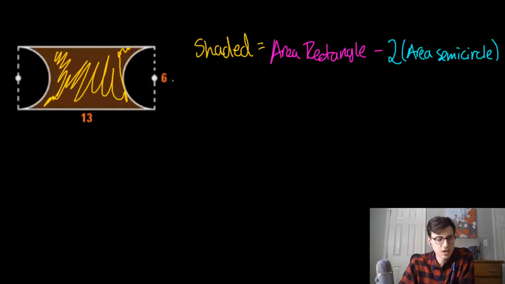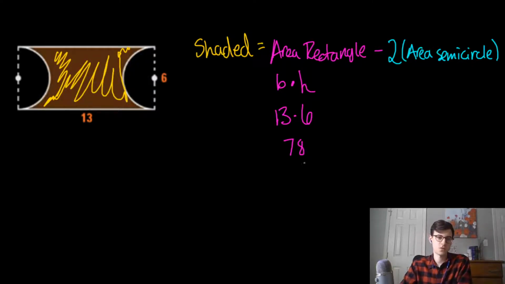Because if I can find the total area of the rectangle and subtract these two darker spots, then I get my shaded area. The area of a rectangle is base times height, which in this case, the base is 13. The height is 6. So 13 times 6 is 78. And that's the area of the rectangle. So we've already got that. That's half of our problem, basically.